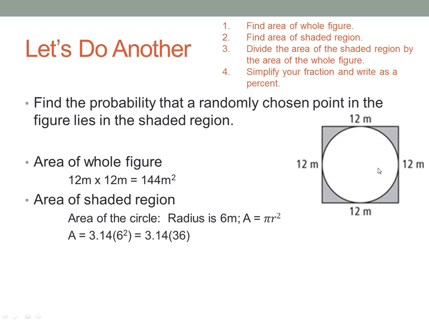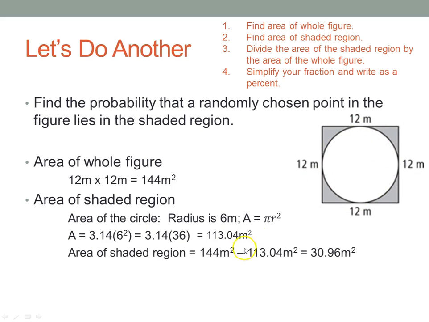So I'm going to get 3.14 for pi times 6 squared, or 36, and that's going to be 113.04 meters squared. So that's the area of the circle, but I want the area of the shaded region. So I need to subtract that from my 144 meters, which was the area of the square, and I'm left with 30.96 meters squared.